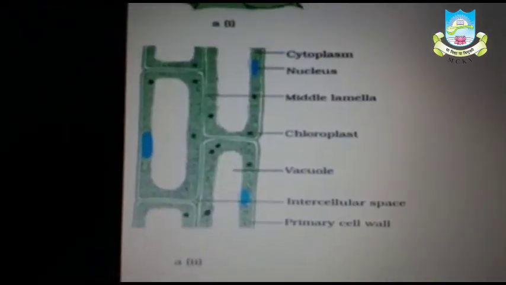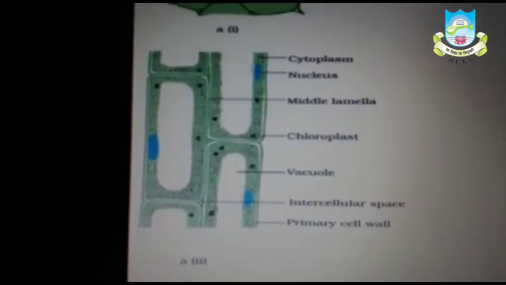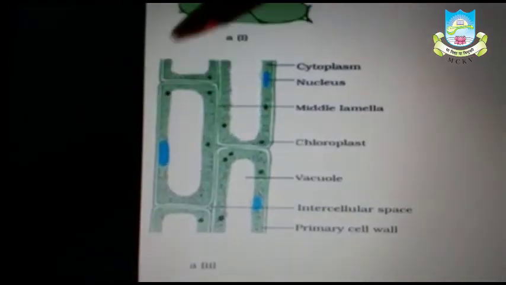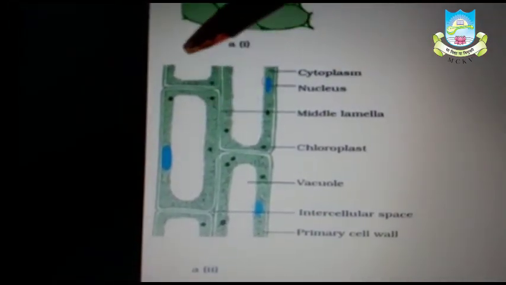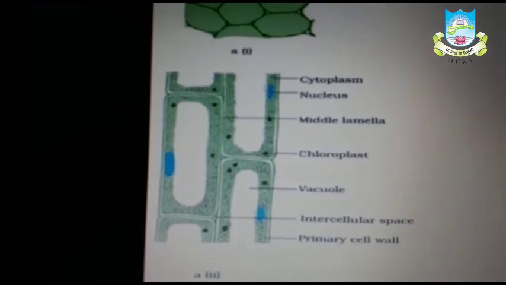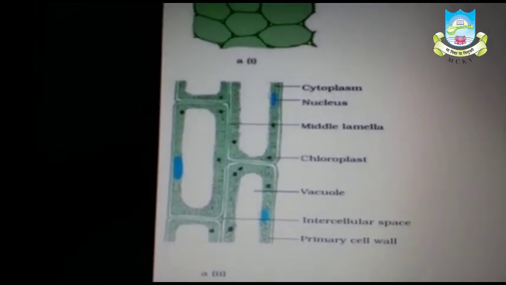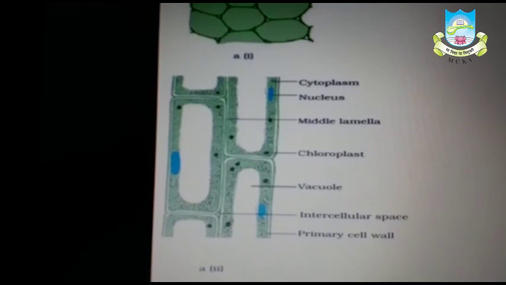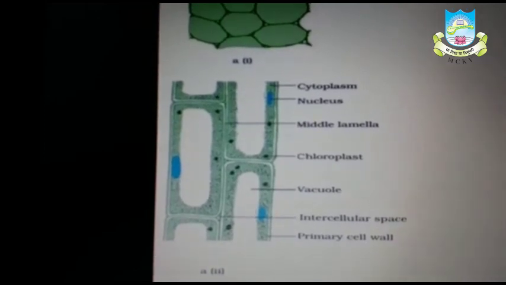Next is collenchyma tissue. In the collenchyma tissue, we can see the shape of the cells is elongated and the cell wall corners are thickened. Then what is the function of the collenchyma tissue? It gives mechanical support to the plant.